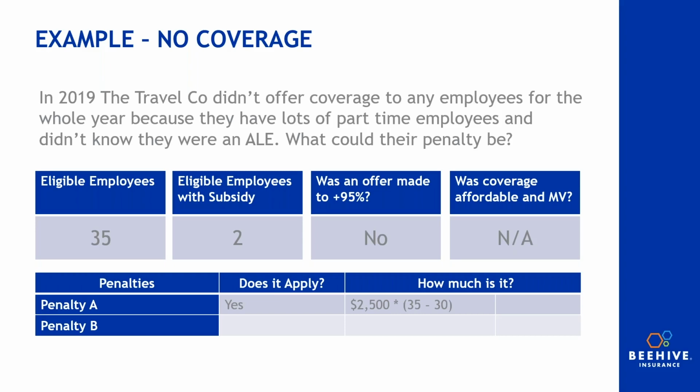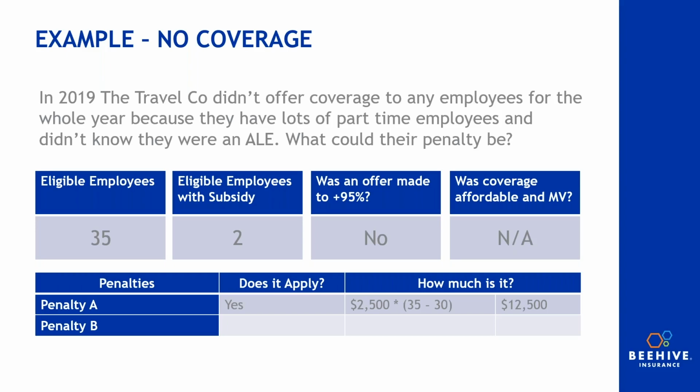We're going to take our number of eligible employees, which is 35, and we're going to subtract the grace number of employees, which is 30. That 30 is consistent and does not change year to year. And our end penalty ends up being $12,500.